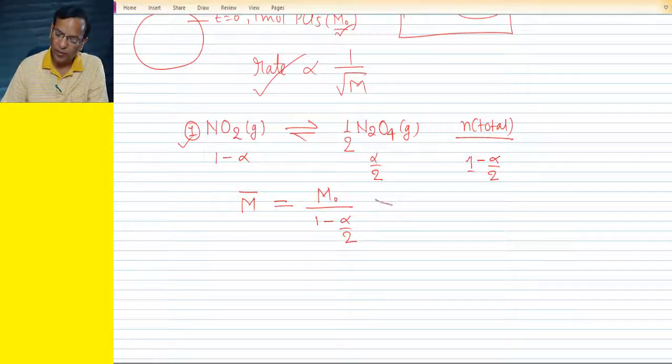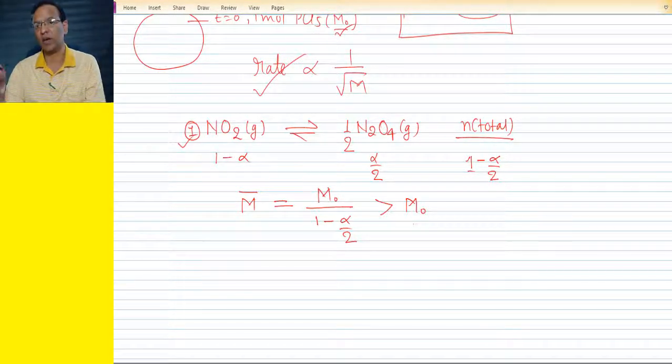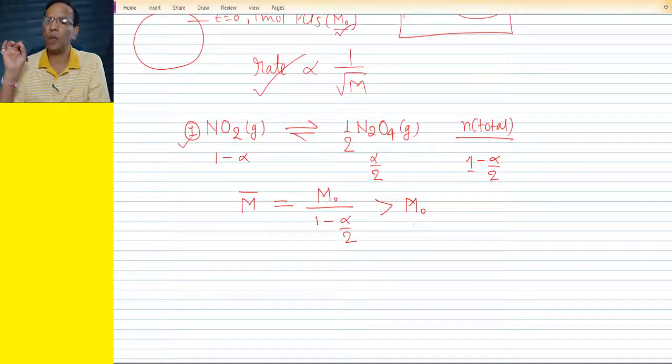This quantity will be greater than M naught since the denominator is less than 1, and therefore due to this association, the average molar mass will increase. The rate of effusion is inversely related to the square root of molar mass, therefore the rate of effusion will decrease. So in case of association, the rate of effusion decreases. In case of dissociation, the rate of effusion increases.